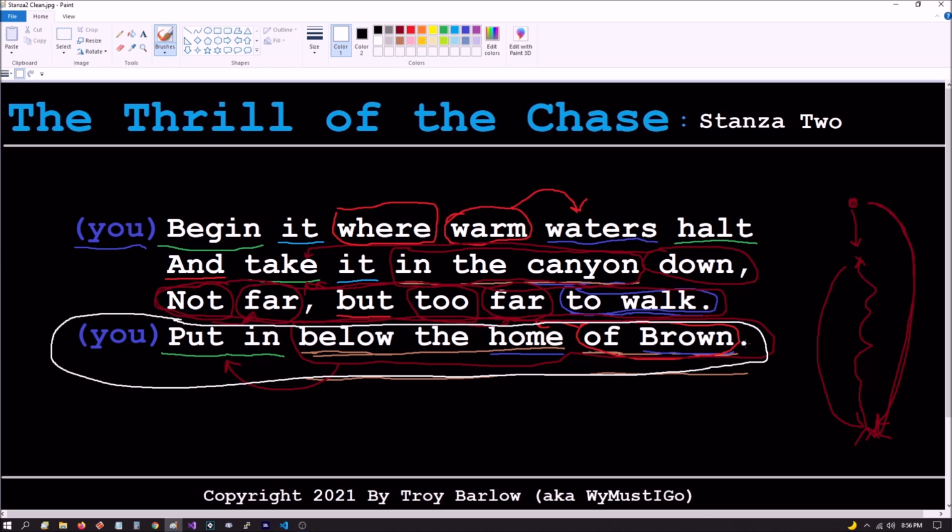So we got two sentences in the stanza. So that's done. Okay. The subject is you. The verb is put in. And where are we putting in? We're putting in below the home. Which home? The home of Brown. Okay. So that's telling you where to put in. So what we're doing is going to be below the home of Brown.